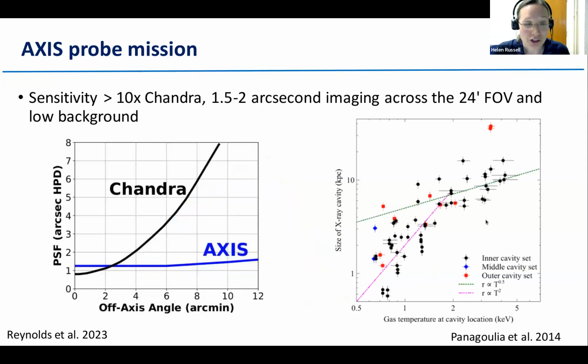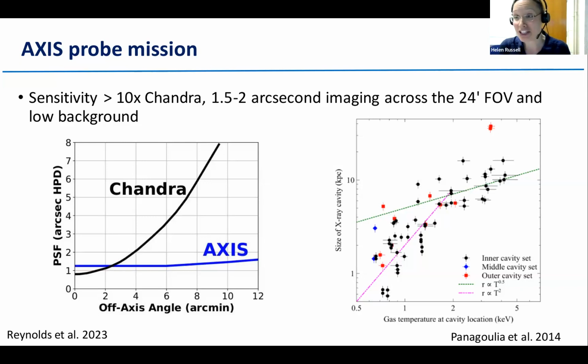But it's not just the soft response. We need the high spatial resolution as well to be able to resolve all this complex structure that we see with AGN feedback. And AXIS will actually have this across the full field of view as well. So you can see in the plot on the left-hand side, this is point spread function against off-axis angle. As we move away from the focal point, we still maintain a small PSF. Whereas with Chandra, of course, as I'm sure many of you are aware, as you move away from the central 2 arc minutes, the PSF grows dramatically and you lose all of this fantastic detail.